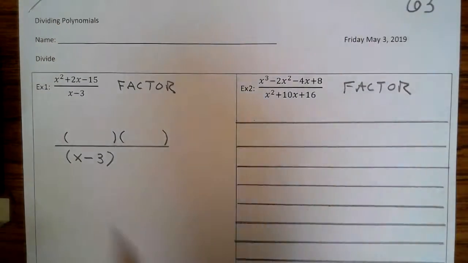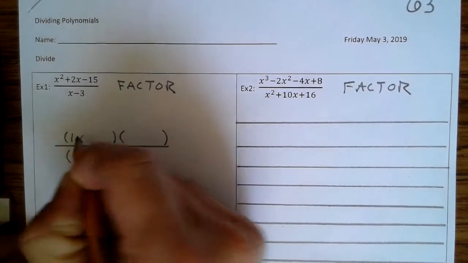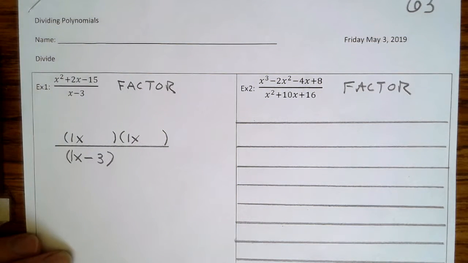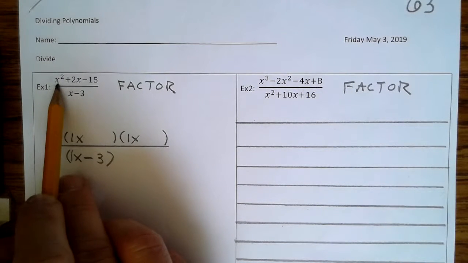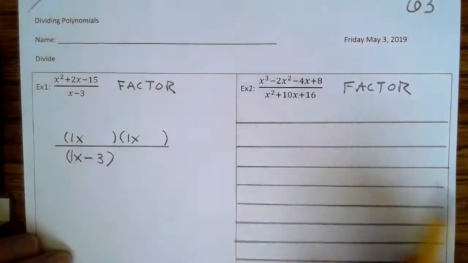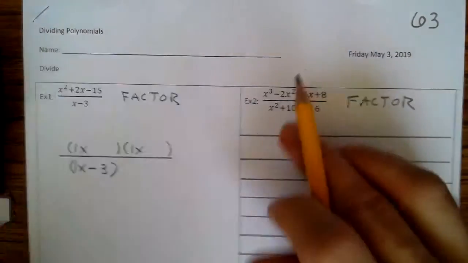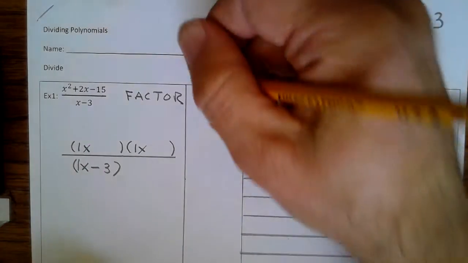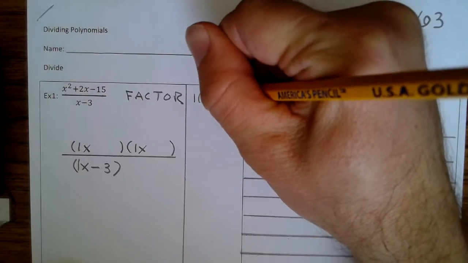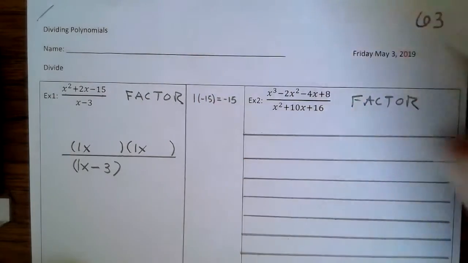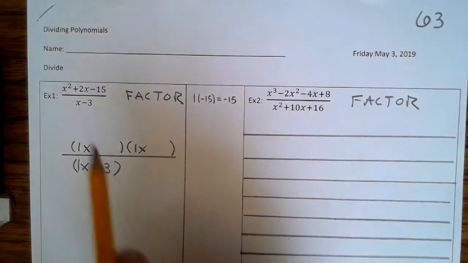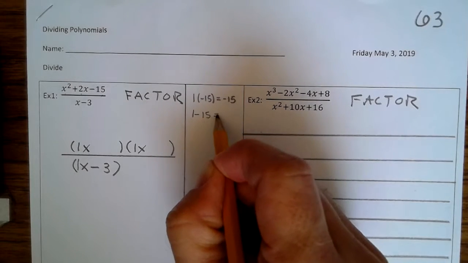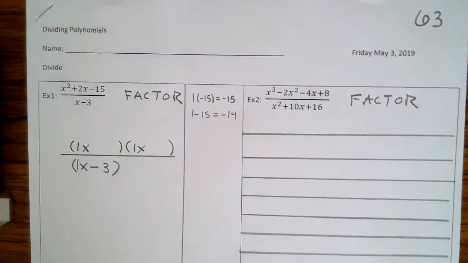All right, now we know that x times x make x squared. Now we need to find all the combinations to make negative 15. So let's do that here. So 1 times negative 15 is negative 15. Now we're looking for the combination that makes a positive 2. So 1 minus 15 is negative 14. That doesn't work. Okay, now let's try 2.